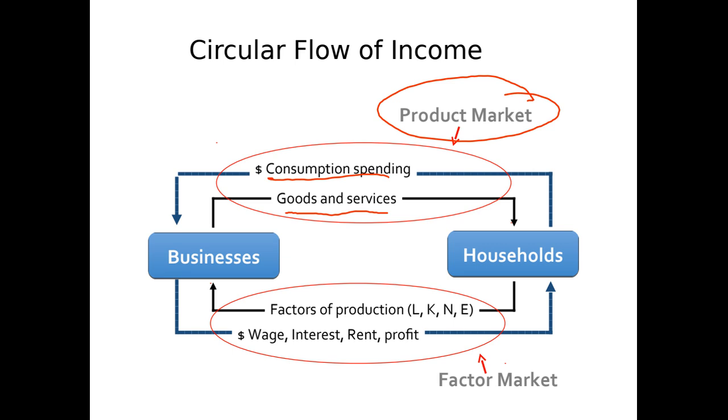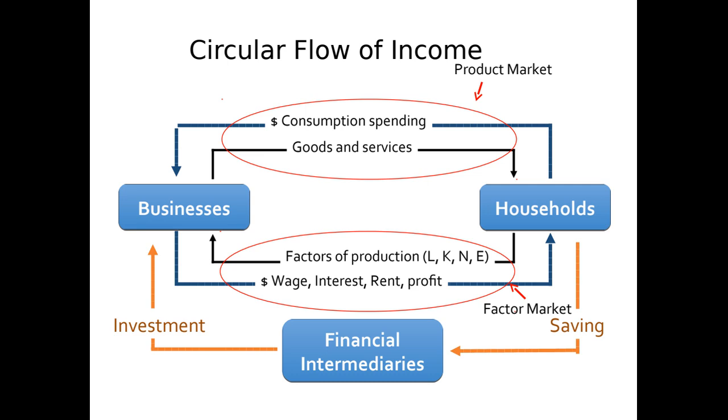Similarly, the bottom market is factor market. Why? Because we are selling and buying factors of production. So notice in this diagram, I have two sectors, households and businesses, and I have two markets, product market and factor market. Let me add additional information to this diagram.